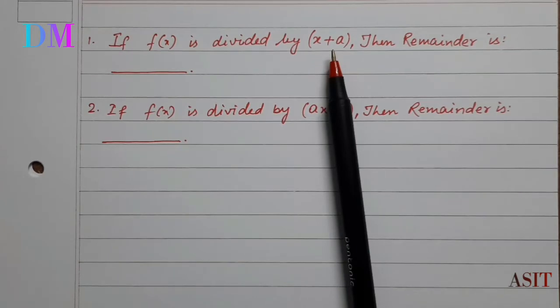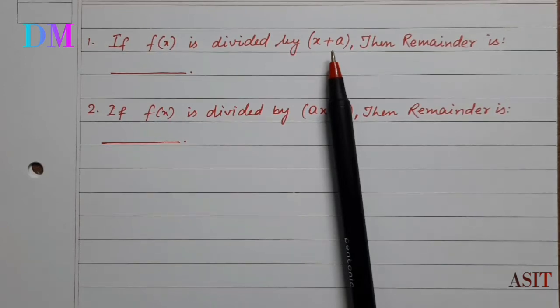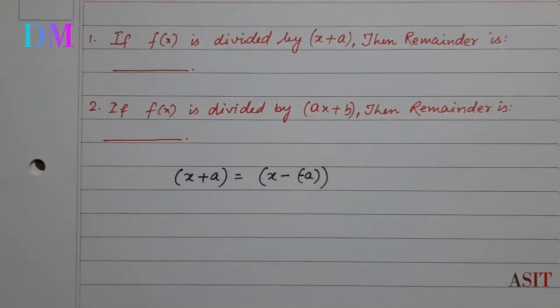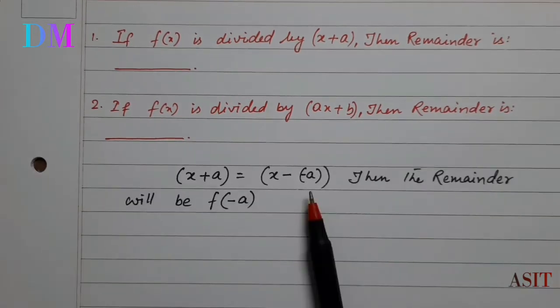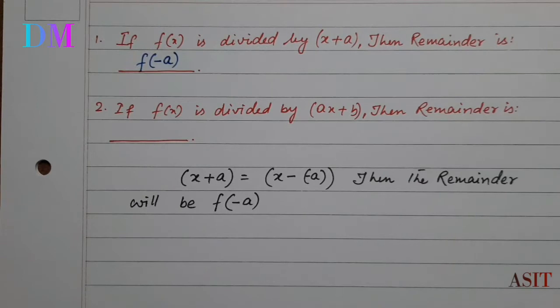Now in the actual theorem there was a minus here, so we need to bring a minus in this place. Since we can write x plus a as x minus of minus a, the remainder will be f(minus a). Hence the answer of the first question will be f(minus a).